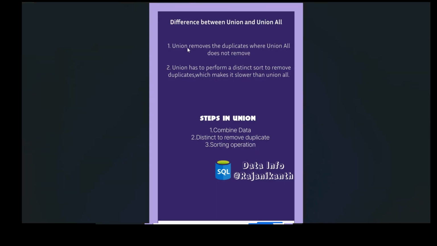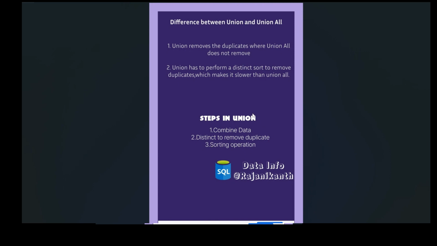The next point is steps in union. Basically, in union, we have 3 steps. First one is combining the data. Then after that, distinct to remove the duplicates. Then after that, the sorting operation. In union all, you will see only one step, that is combining the data. But in union, you will see 2 more extra steps. Those are removing the duplicates and the sorting operation.